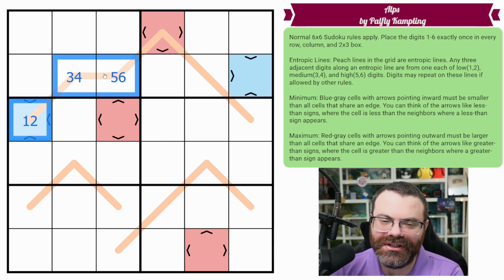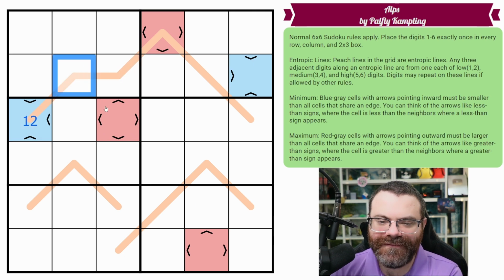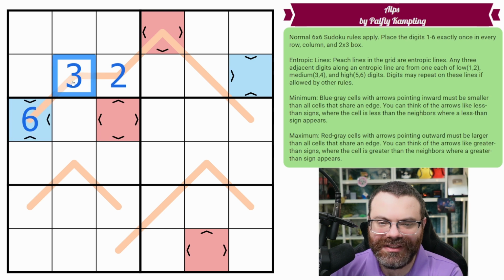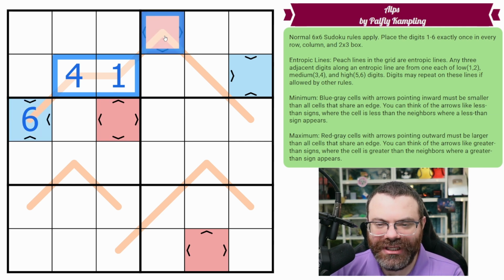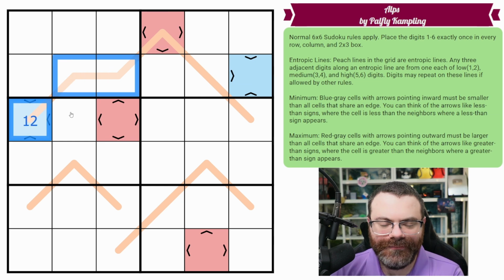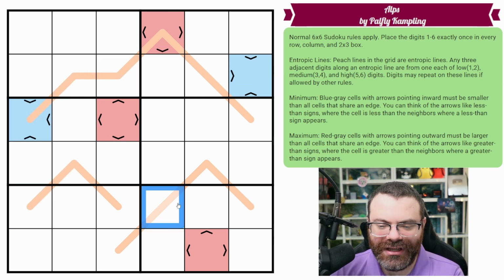But the order doesn't matter. As long as these 3 contain one of each, we're good. So we could do like 5 here and 3 here and 2 here. We could swap the 3 and the 2. We could put the 5 here and the 3 here. All that matters is we have one of each. This could be a 6, this could be a 4, this could be a 1, right? We have one of each of low, mid, and high. And that's going to be true here as well, and here, and here. All right. And that's all of these lines here.